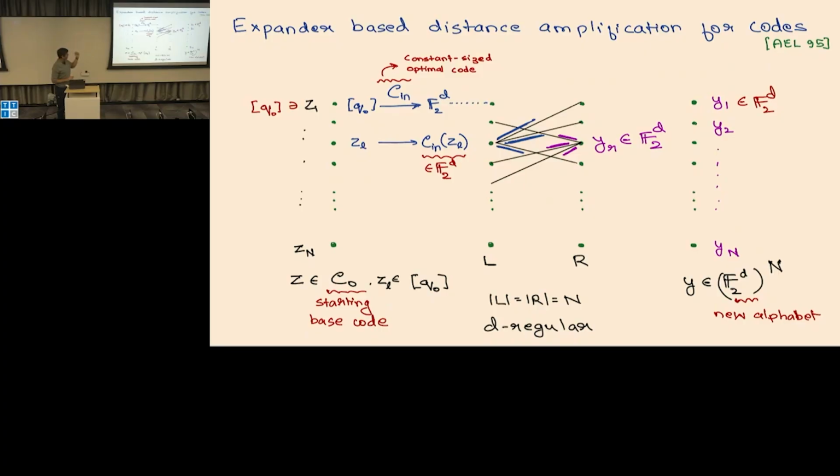You still have this inner code which encodes every symbol. This time, these symbols come from some starting base code C0. And the left vertices just encode these symbols and send them over, the right guys just collect them. That's all that happens. Any questions?